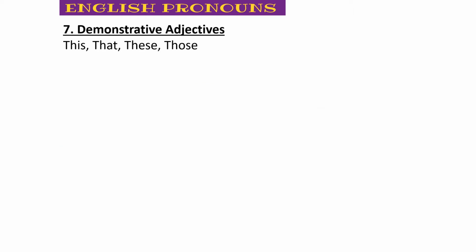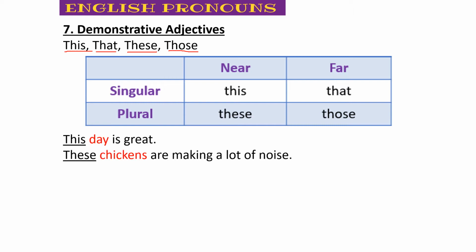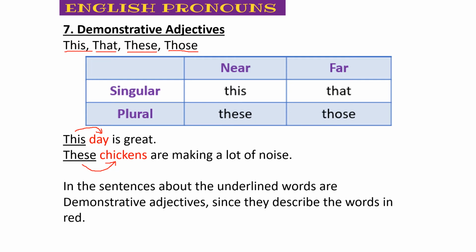Now, unfortunately, it gets a little harder. The same four words can also be demonstrative adjectives. Now, it's very similar to when we did possessives. So they fulfill the same purpose as the demonstrative pronouns, except they are describing a noun. So instead of saying this is a great day, we say this day, these chickens. So they can't be pronouns because they're not replacing a noun. They are describing a noun, right? So they are describing a noun, therefore they are demonstrative adjectives, right?